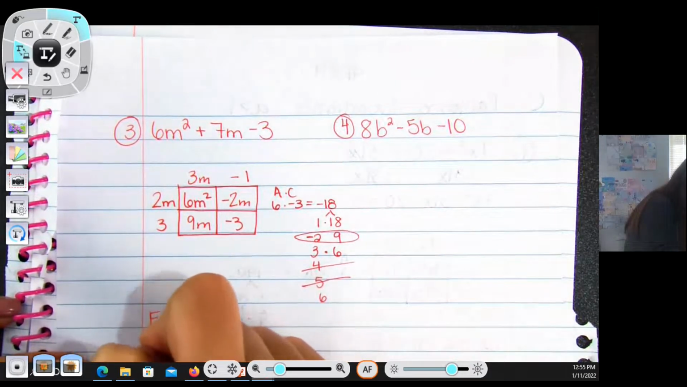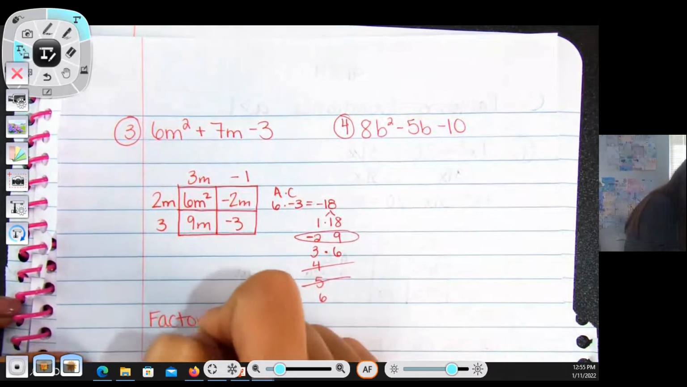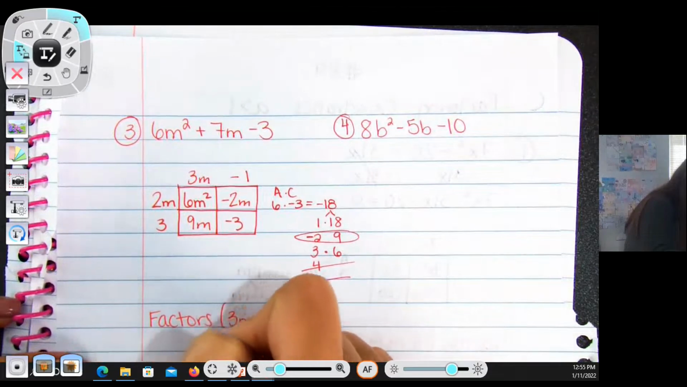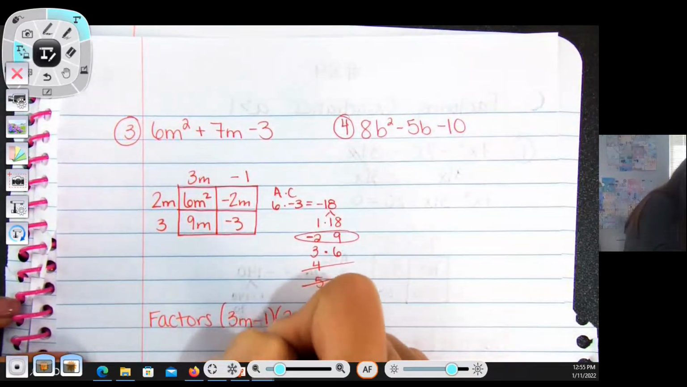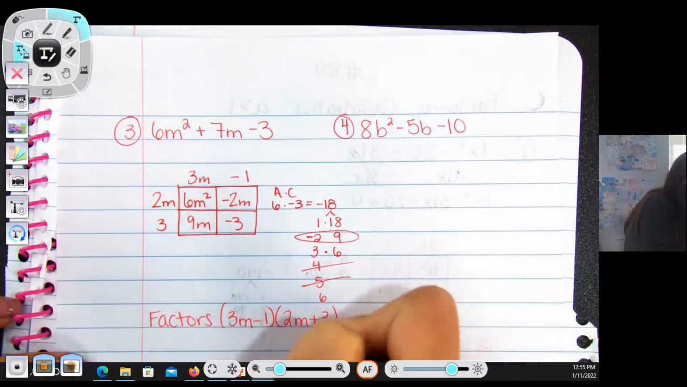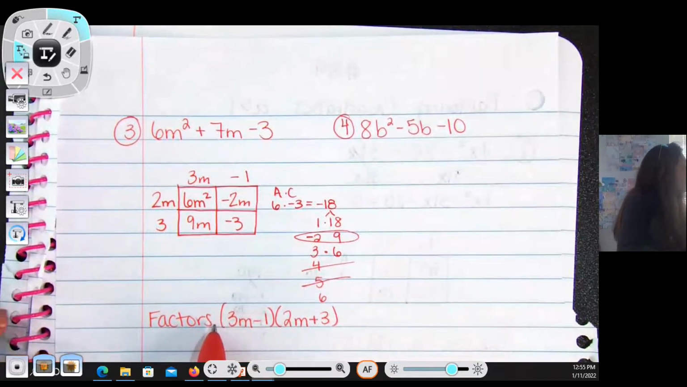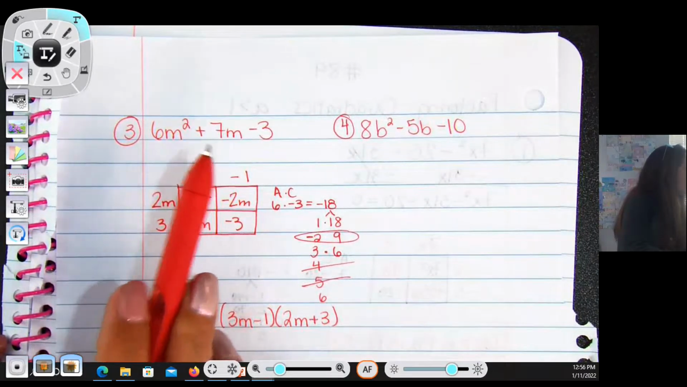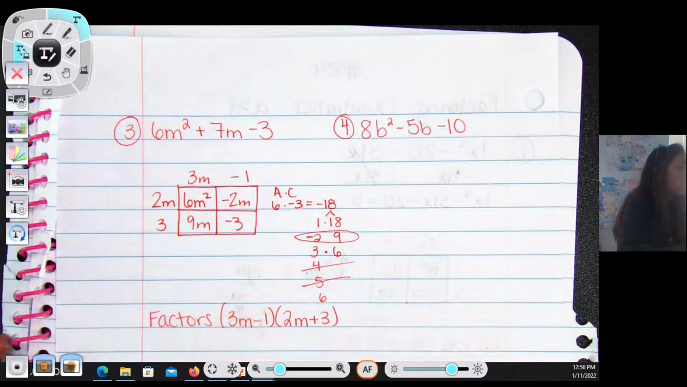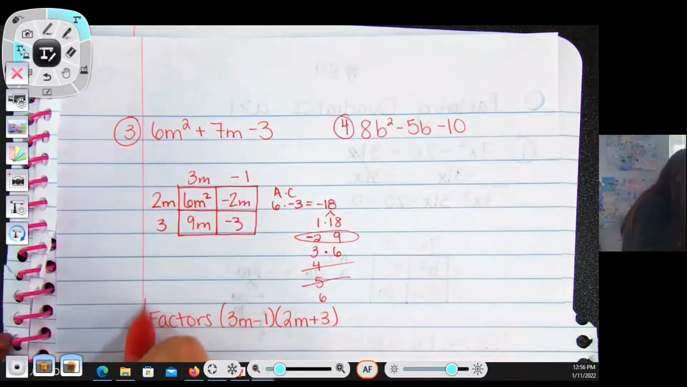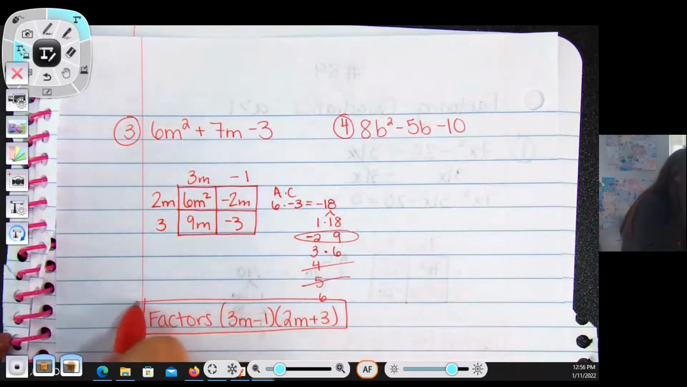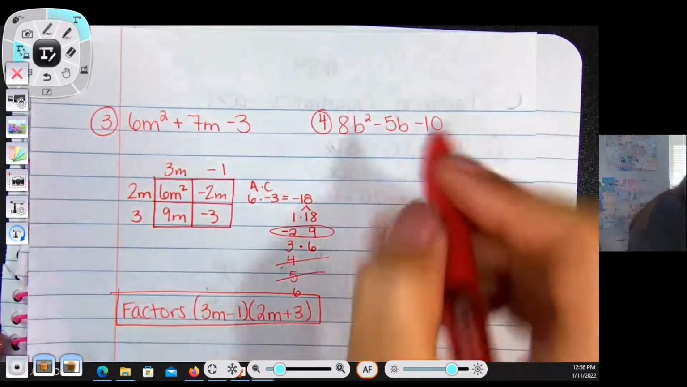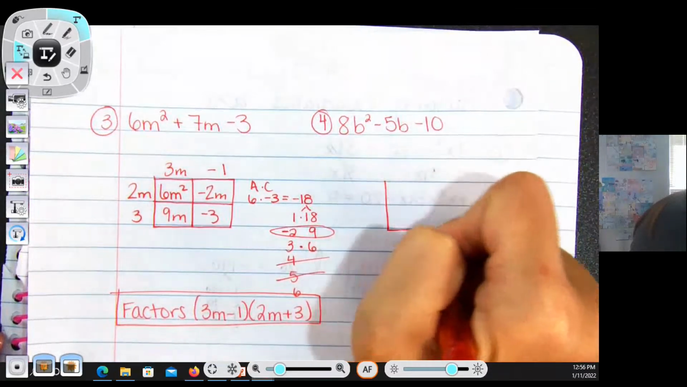So your factors are 2m plus 3 and 3m minus 1. You don't put anything out front because we did not divide by anything. 6 does not go into 3, and they have no common multiplier, so I didn't divide anything out. So it's 2m plus 3 and 3m minus 1.